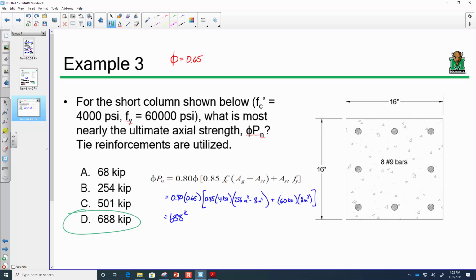Again, that is a very possible problem on the exam. Or maybe an extension of that is this column supports a flooring system that has an area of 500 square feet. So what's the maximum pressure load? So if it's 688 kips over 500 square feet, what's that pressure? Something like that is a very possible extension of that.